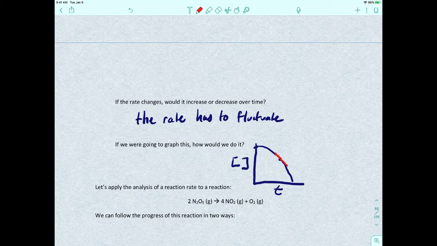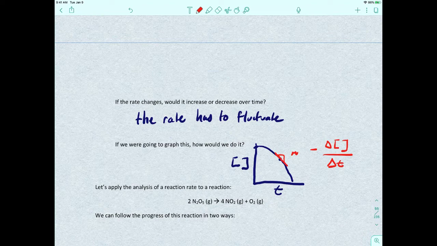Now, if I was able to find the slope of that line, again, that's rise over run. Let me do that a little bit better. If I was able to find the slope of that line, m, that slope would be negative change in concentration divided by the change in time. So that's what a graph would look like.